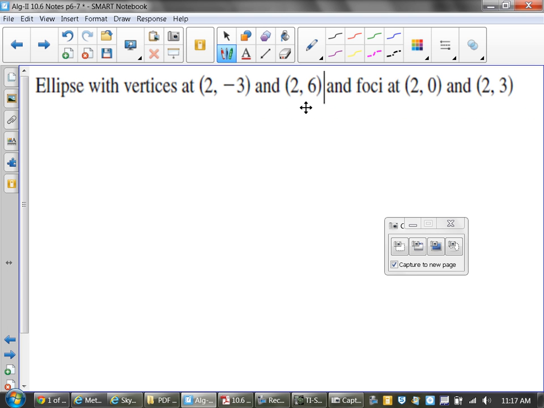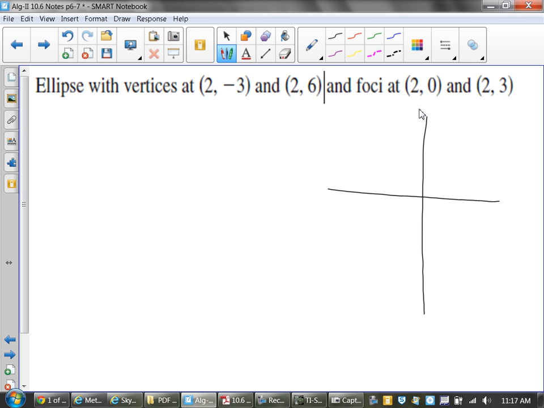So it's an ellipse, vertices at (2, -3) and (2, 6). So those are my vertices, so right off the bat I can tell that it's opening up and down. My foci are at (2, 0) and (2, 3). I know it's going to look something like that.